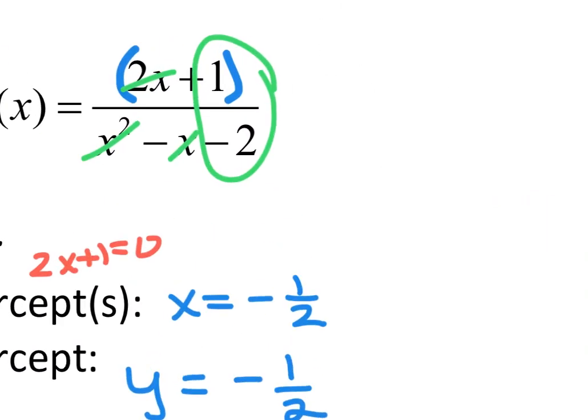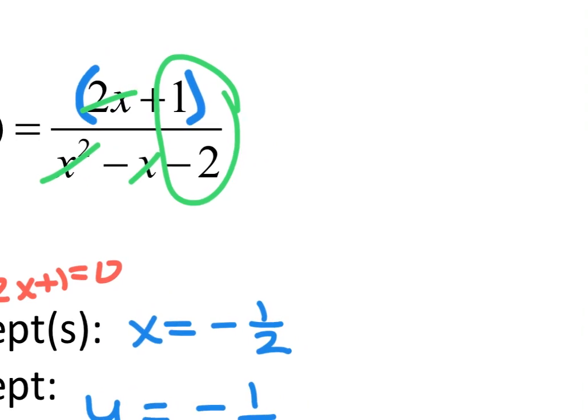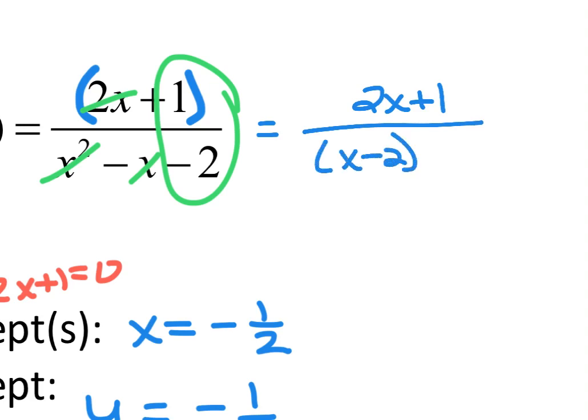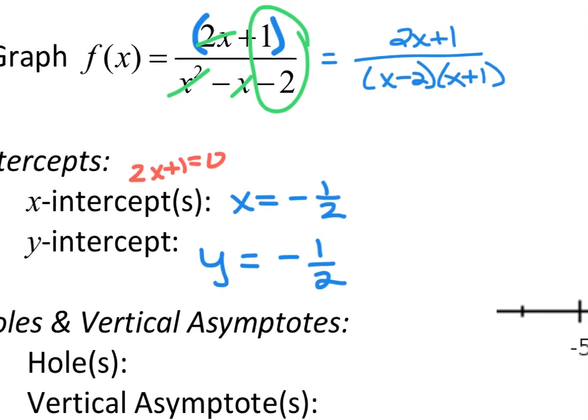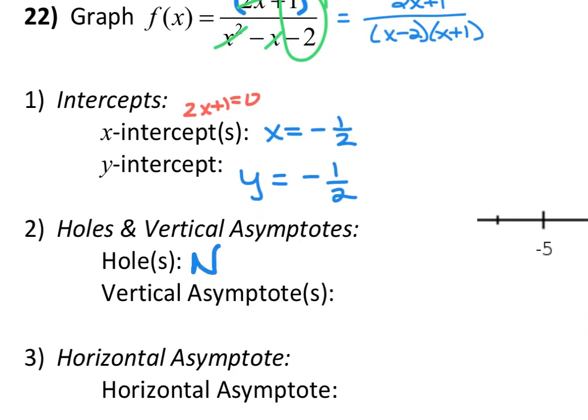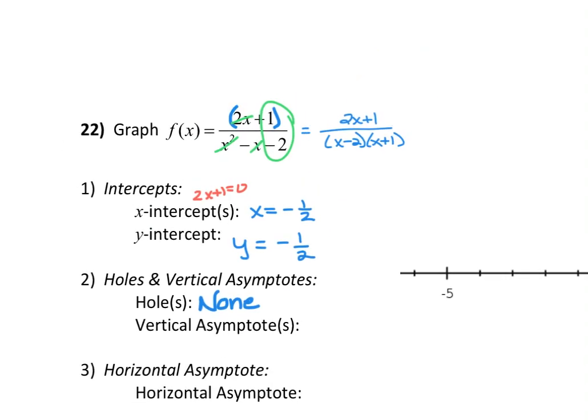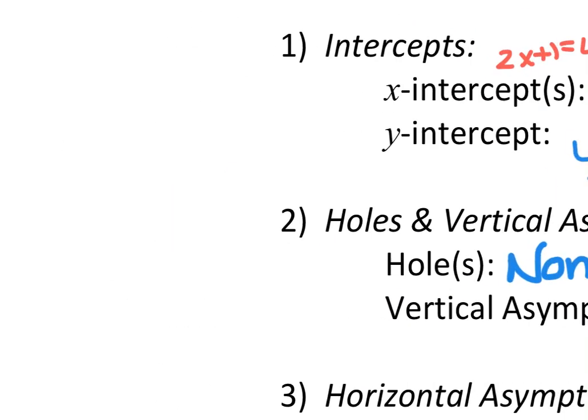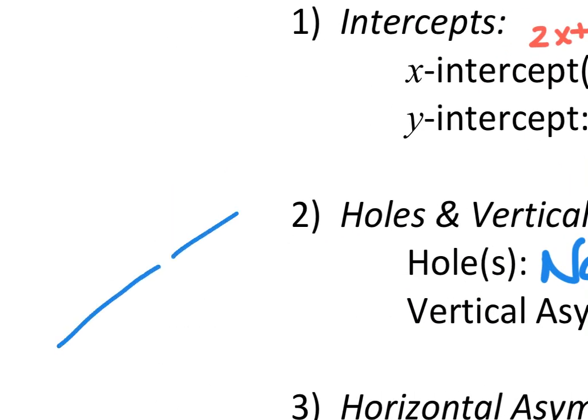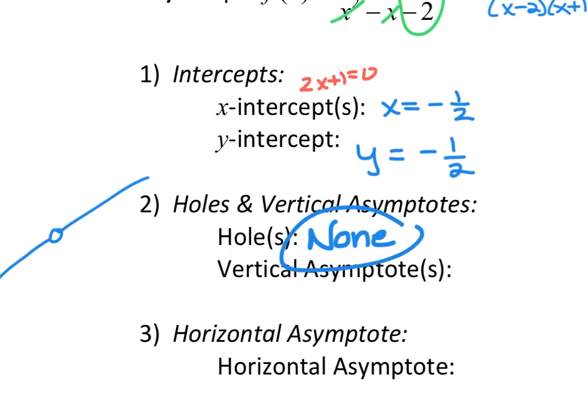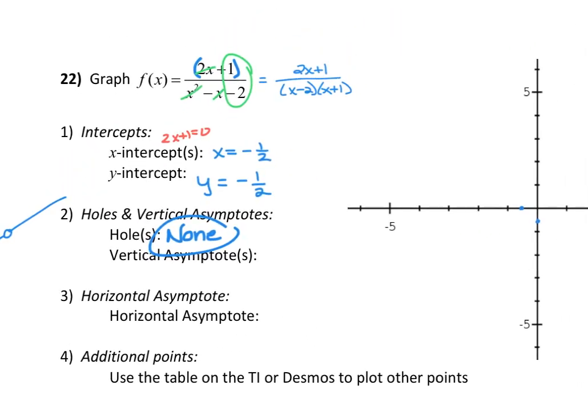Now, when I factor what can be factored here, I have 2x plus 1 over x minus 2 times x plus 1. So nothing cancels, so there are no holes. And if there is a hole, I want you to draw it like that. If there were a hole in the graph, I'd want you to draw it like that. But there are no holes for this graph, so don't draw a hole.